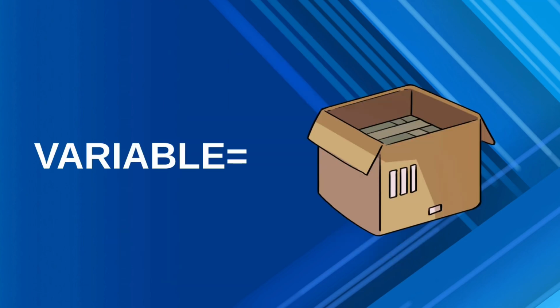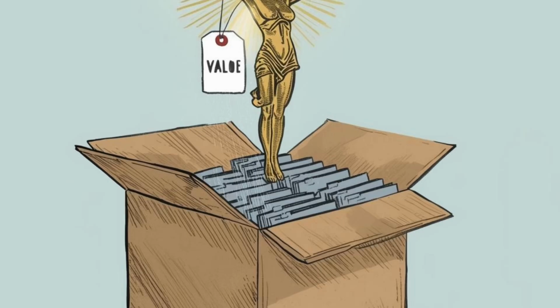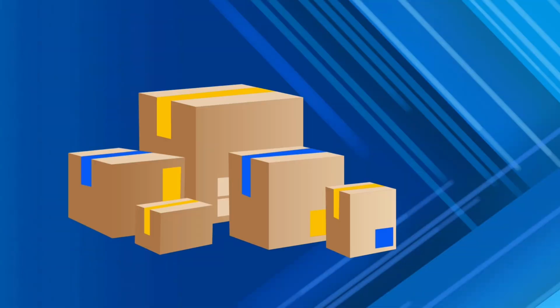In coding, a variable is that box. The label is the variable name, so you can find it later. The stuff inside is the value, the actual data. The size and shape of the box is the type. You wouldn't put a heavy bowling ball in a tiny shoebox.